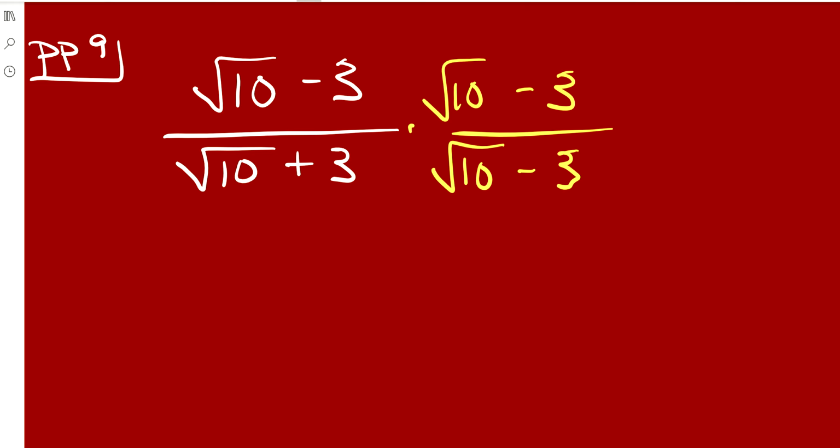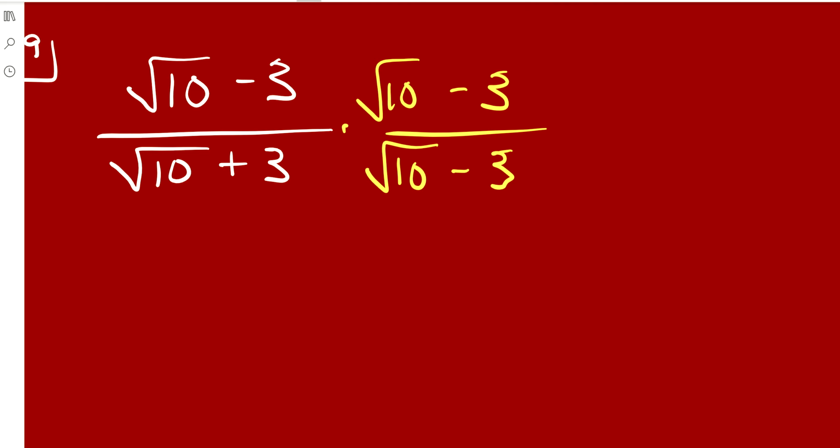All right, so let's figure out the denominator. We'll try it this way. Square root of 10 times the square root of 10 is 10. Remember, they're the opposites now. That's what the rationalizing is all about.